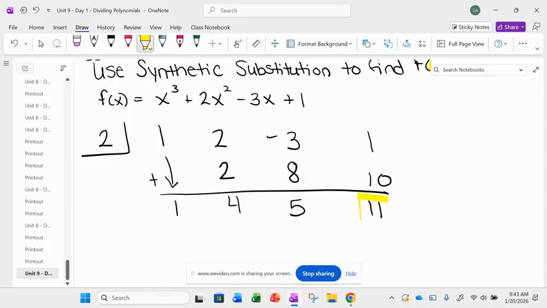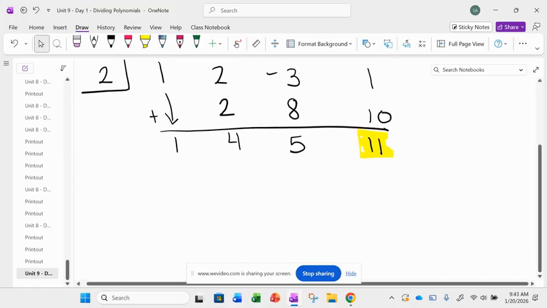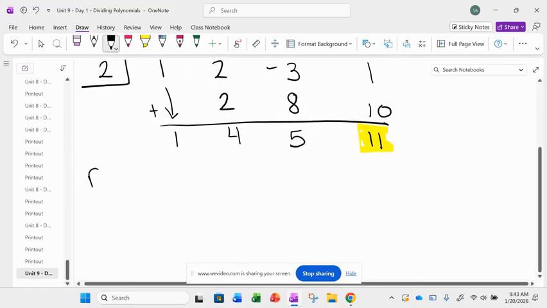And now the number you get in that last column after you add, that's what your answer is. So when it says, what is f of 2? F of 2 is 11, meaning if I plug in 2 for x and I simplify, that's going to simplify down to 11. So f of 2 equals 11.